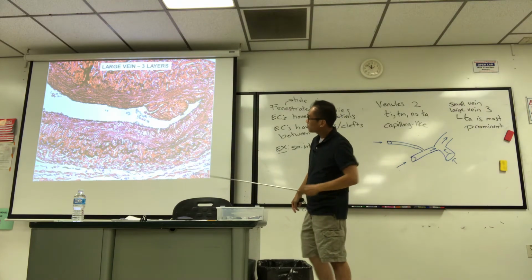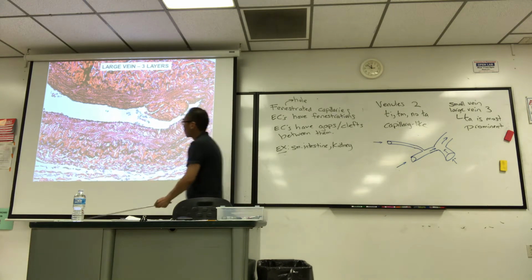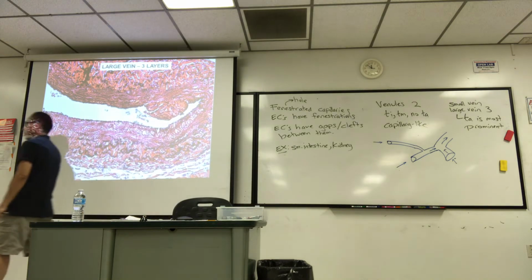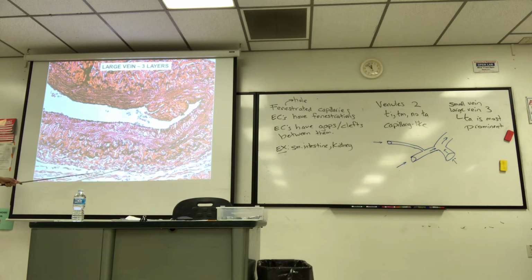Where are my arrows? There's one. My other arrows... wait, let me just point to them. I don't have my arrows. If I point to the innermost layer, what am I going for? TI. See this pink from there to there? TM, and then from here with the black and the red, TA.